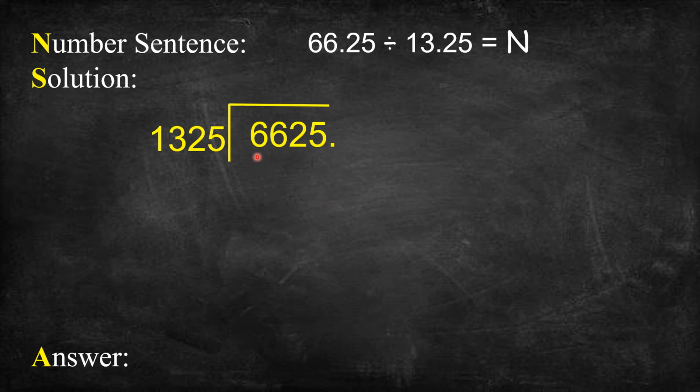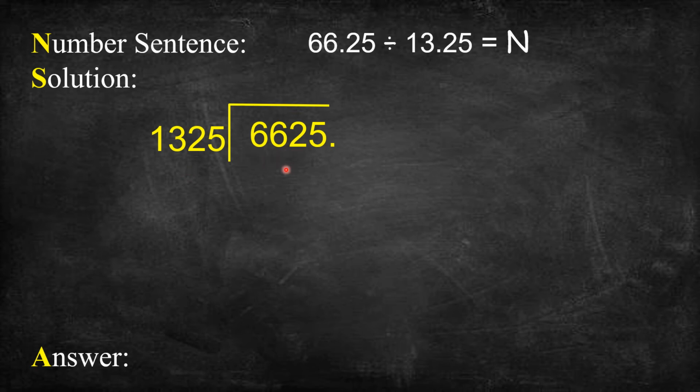So, again, isa-isahin muna natin. Yung 6, pwede ba natin i-divide by 1,325? Hindi pwede kasi mas maliit. Pag dinagdagan natin ng isa pang 6, pag ginamit yung 66, pwede na ba i-divide? Hindi pa rin po. So, isasama natin si 2. Magiging 662 na. Pwede na ba natin siya i-divide by 1,325? Hindi pa rin kasi mas maliit pa. So, isasama natin ngayon si 5. So, yung 6,625, i-divide natin sa 1,325. And pwede na siyang i-divide kasi mas malaki na yung ating number.